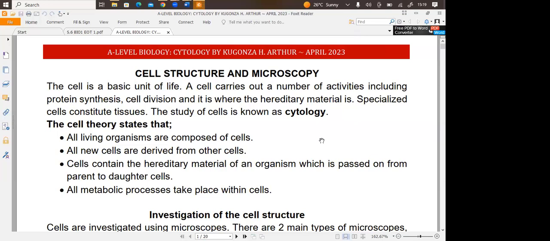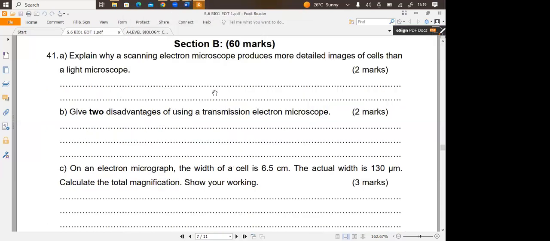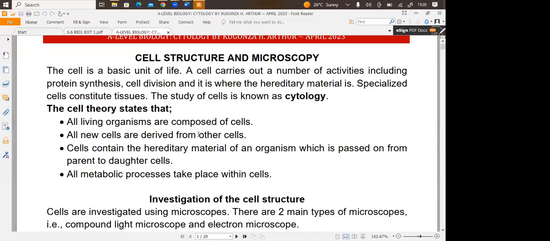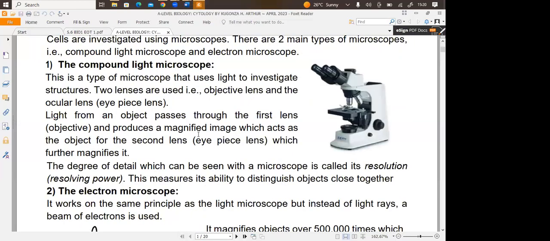Here we have cell structure, the introduction of cells. Remember, when you open, you're looking for a specific answer. For instance, let us now look at number 41, part A. Number 41, part A is saying, explain why a scanning electron microscope produces more detailed images of cells than a light microscope. Then you go to your notes where they're talking about the electron microscope.